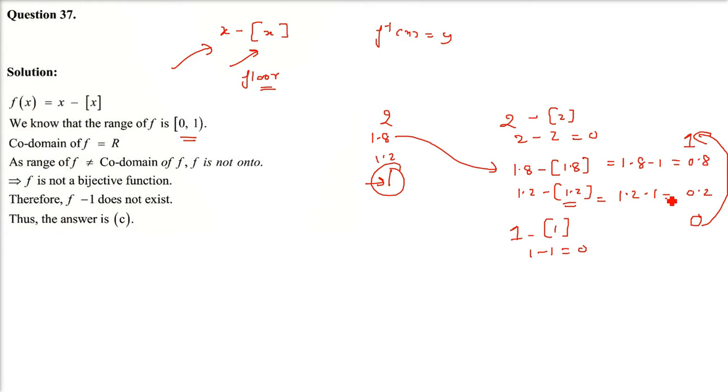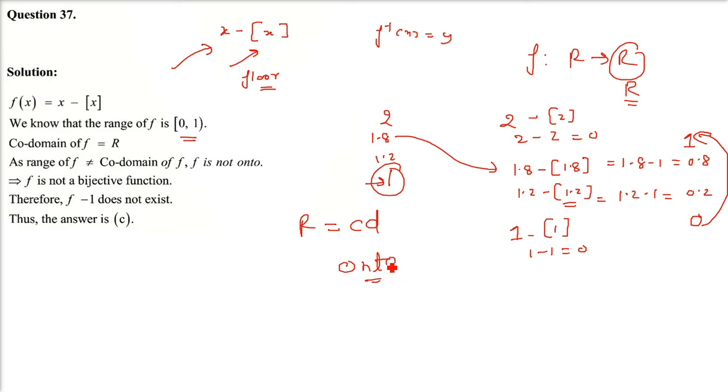But if you see the question very closely, the function is f(x) equals x minus this greatest integer function, but the function is from R to R. This is R to R. So this is the real numbers, the codomain. The codomain is the real numbers, but the range is only 0 to 1, as I just suggested. So the function is not onto.